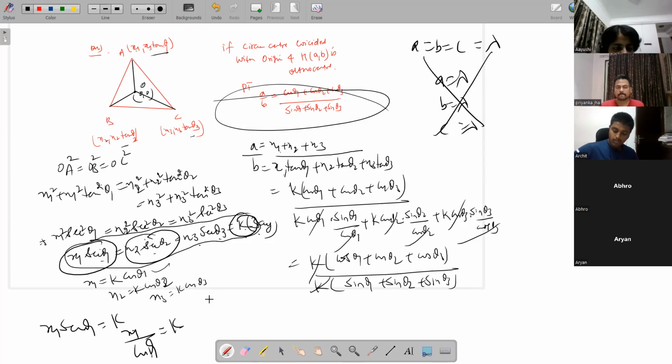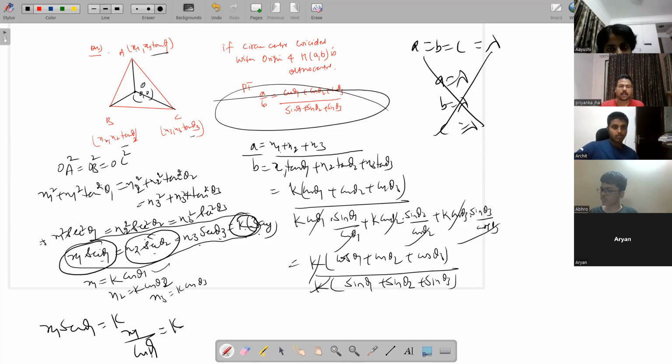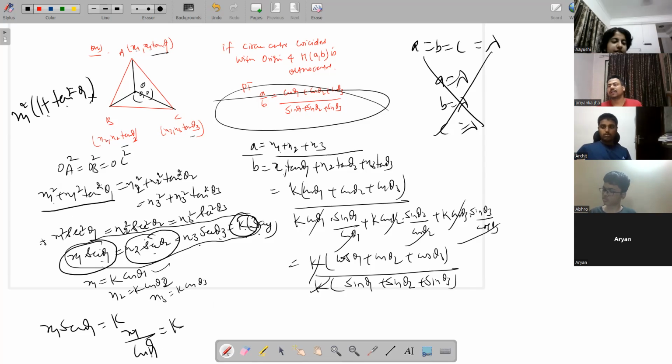No, sir, that I understood. But before that, x1 square plus x1 square tan square theta 1, how did we remove the x1 square, x2 square which was added? No, I haven't removed. I just took x1 square common. So if you take x1 square common, it will be x1 square bracket 1 plus tan square theta 1. 1 plus tan square theta is sec square theta. This is an identity. Oh, okay, yes, yes.